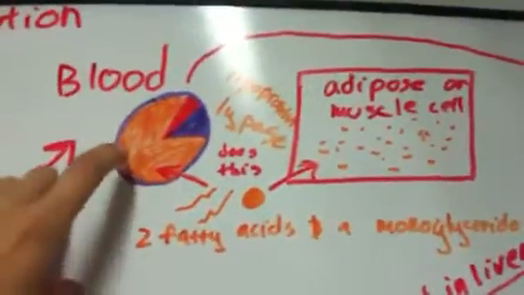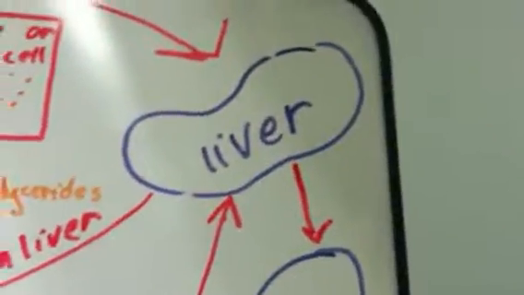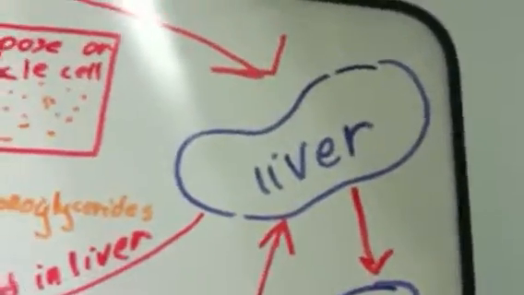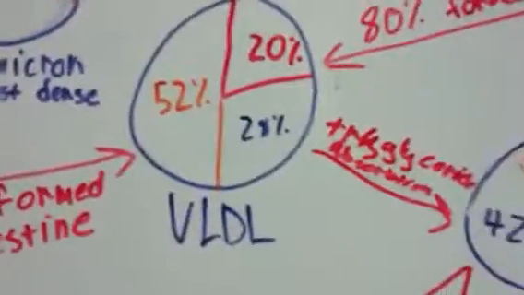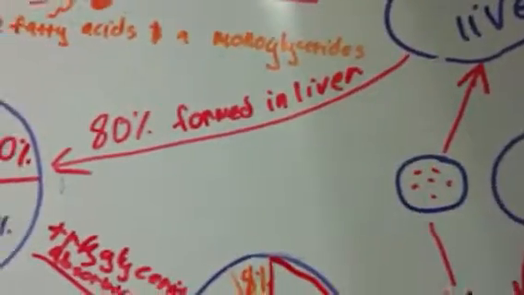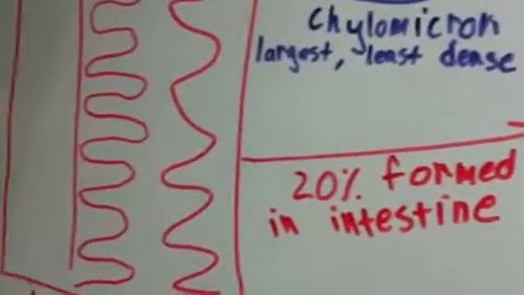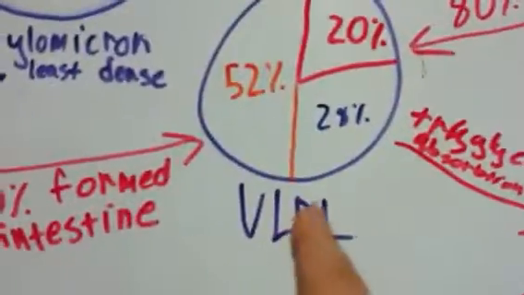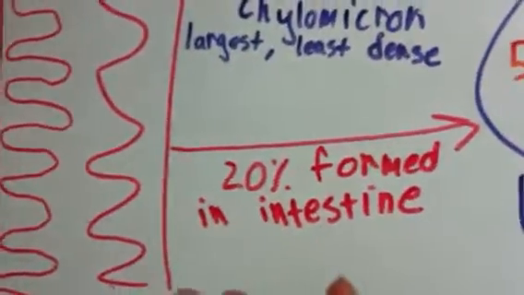And then once all the triglycerides are removed from this chylomicron, it is digested, picked up by the liver, right? And then the liver produces something called VLDLs. This is another lipoprotein. Very low density lipoprotein is what it stands for. 80% of these are formed in the liver, and about 20% are formed in the intestine, meaning that the fats contained in the VLDLs come from our diet, 20% of them. This is, of course, a rough estimate.